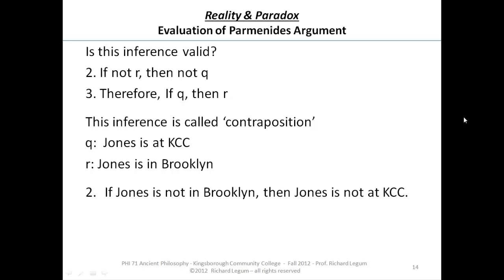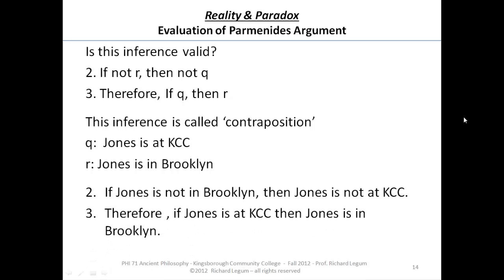So if we know that Jones is not in Brooklyn, if we know that Jones is not at Kingsborough, he couldn't possibly be at Kingsborough. And from that we want to conclude, therefore, if Jones is at Kingsborough, then Jones is in Brooklyn, right? If Jones is at Kingsborough, then Jones is in Brooklyn. Okay, and that does follow from that. That follows from the state of affairs.